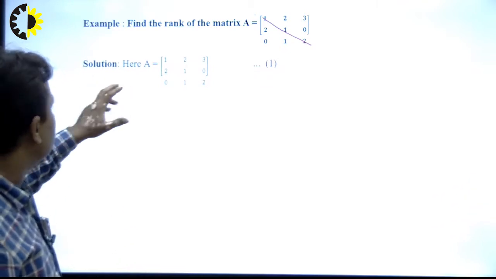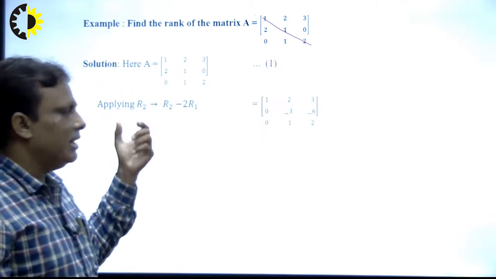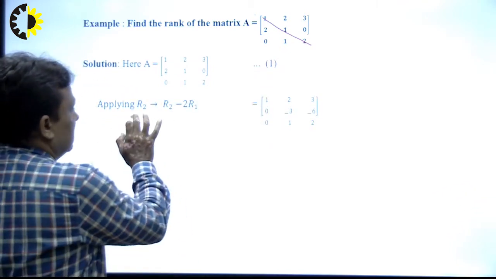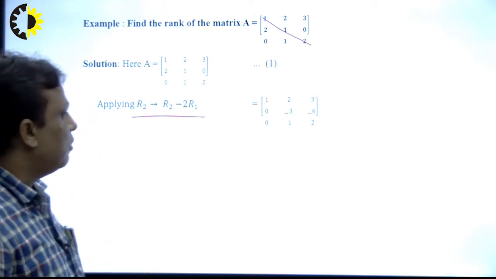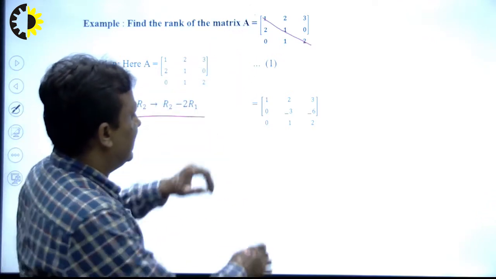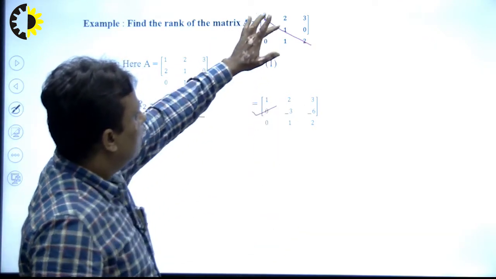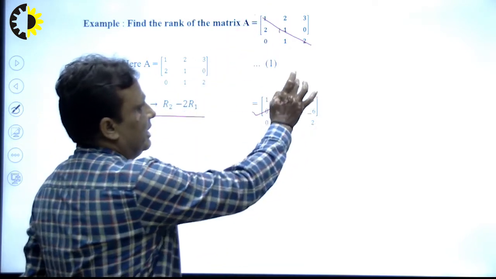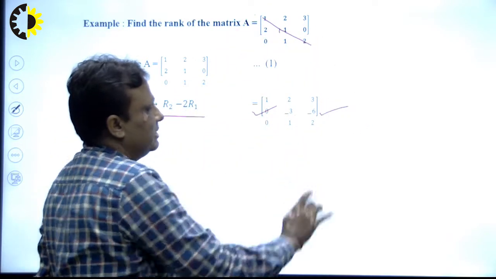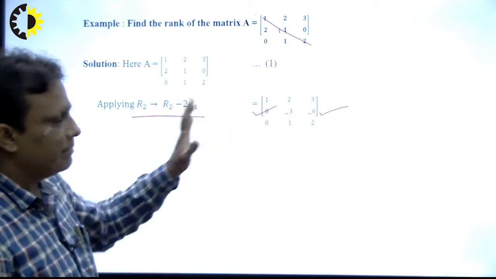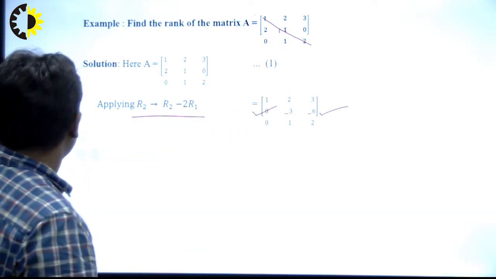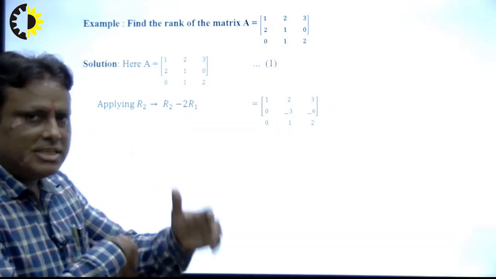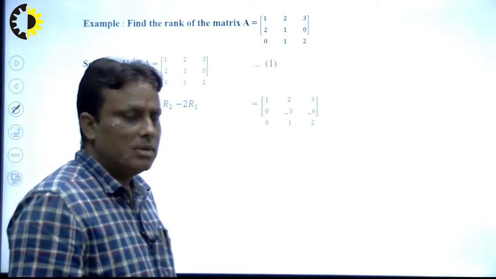Suppose this is equation number one. I apply R2 minus 2R1 here. So 2 minus 2, I write 0 here. 1 minus 4, I write minus 3. 0 minus 6 is minus 6, and the third row is the same. Now the question is, what is the next strategy to solve such a type of problem?